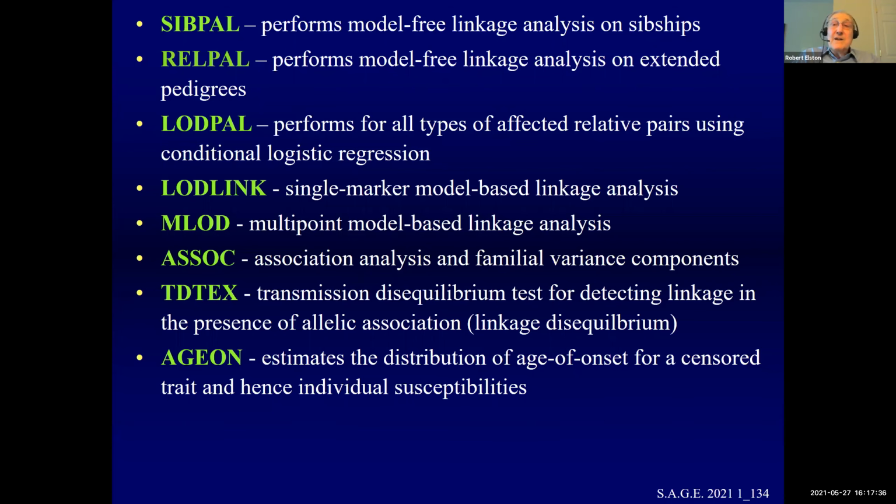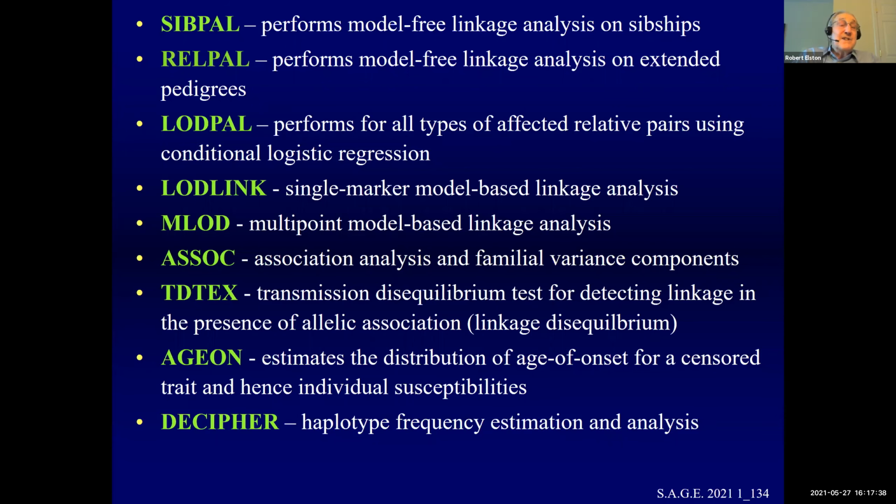And finally, there is Decipher, which estimates haplotype frequencies. If you have large pedigrees and you can get haplotypes these days, you can get more information for doing your association analyses.